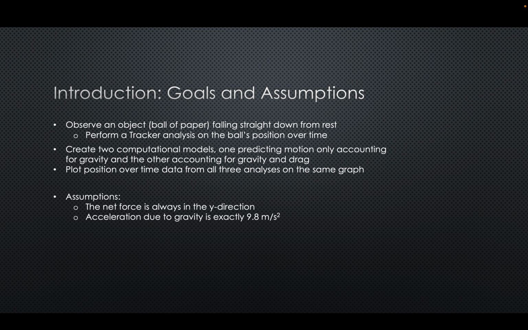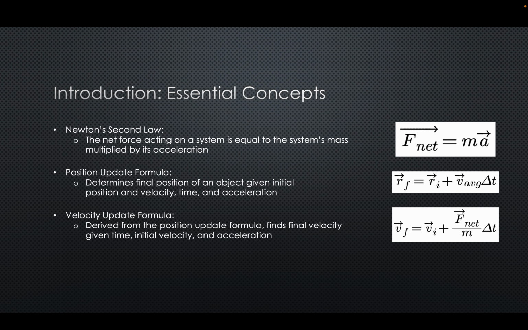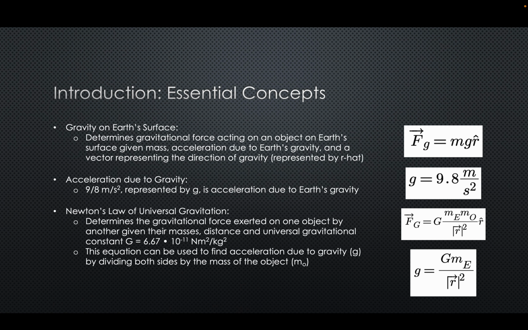And in this case, we're assuming the net force is always in the y direction, and acceleration due to gravity is 9.8 meters per second squared. A couple of essential concepts include Newton's second law, where the net force on an object equals its mass times its acceleration, and the position and velocity update formulas, which, given initial values such as average velocity and initial velocity, can determine the final position and final velocity. Additionally, gravity on Earth's surface is equal to 9.8 meters per second squared.